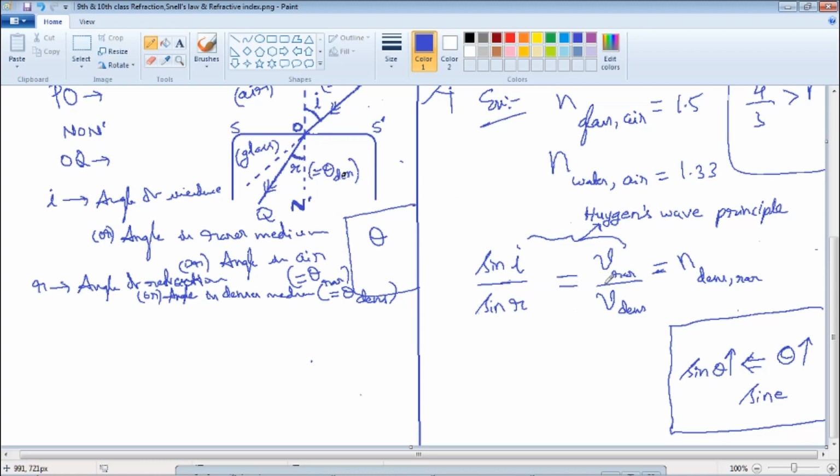sin I by sin R is exactly equal to the ratio of the velocities in the rarer medium to the denser medium. So that's the final equation. This is a very important result. This gives a second definition for the refractive index of the denser medium with respect to the rarer medium.